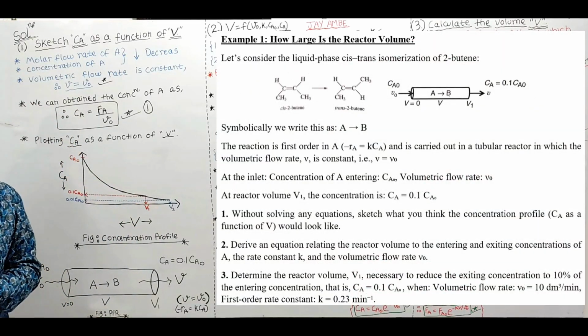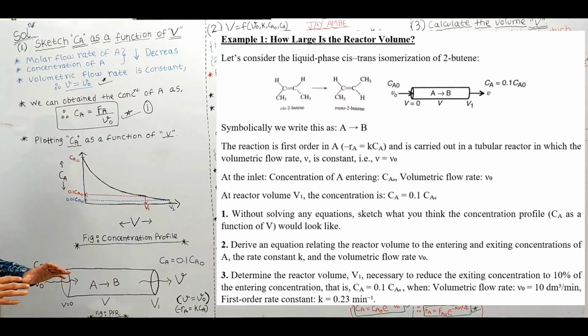The question states: let's consider the liquid phase cis-trans isomerization of 2-butene, where cis-2-butene is converted into trans-2-butene by using the plug flow reactor, which we will write symbolically as A gives B. The reaction is first order in A. The rate law is given as minus rA is equal to kCA, and it is carried out in a tubular reactor in which the volumetric flow rate nu is constant, that is nu is equivalent to nu naught. And the diagram is being displayed.